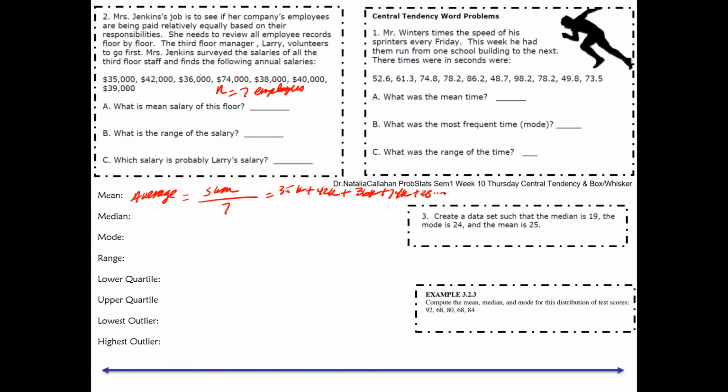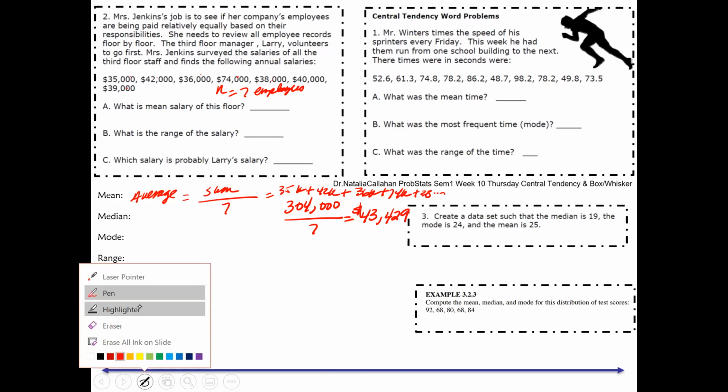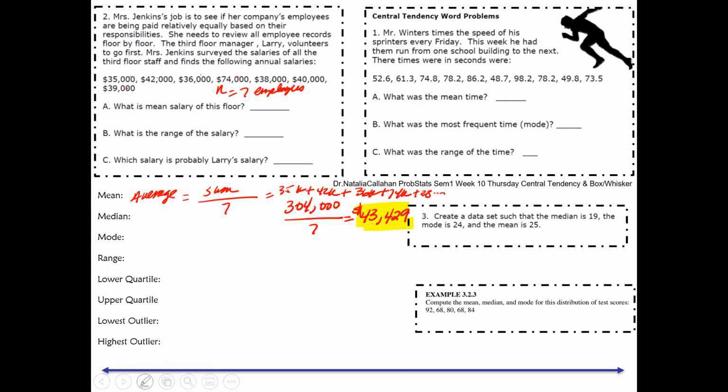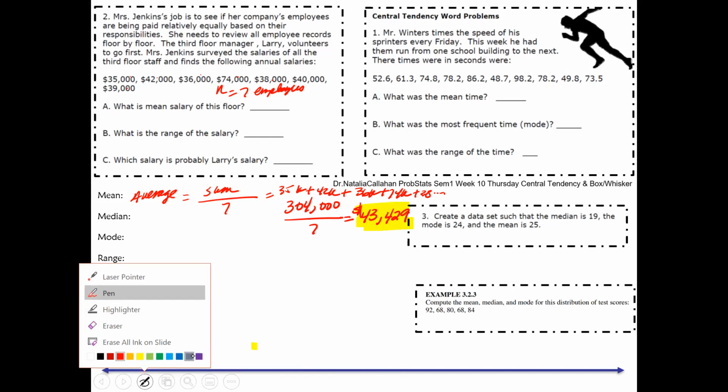And so let's go ahead and add that. 35, 42, 36, 74, 38, 40, 39. So that gives you $304,000. Divided amongst 7 employees is an average of $43,429. So that is going to be your average. Okay, so just go ahead and copy this down on a separate piece of paper.